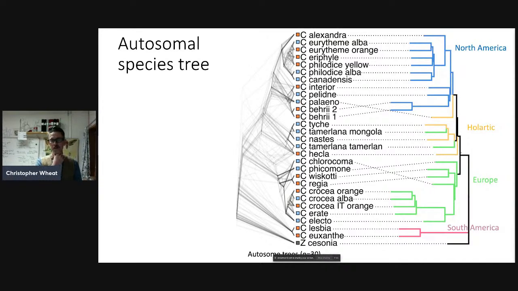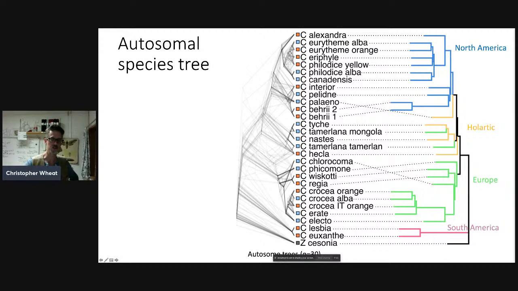This is just another plot of that same autosomal species tree. And again, you can see a lot of the conflict among the trees, potentially indicative of the complex evolutionary history, the recent radiation, incomplete lineage sorting, potentially introgression among these different species. The row of boxes that are yellow and blue, right next to the name of these species, indicates whether the species that we sampled, where we sequenced a genome of a female, was alba or orange. So you can see that we have a lot of alba and orange individuals across the phylogeny.